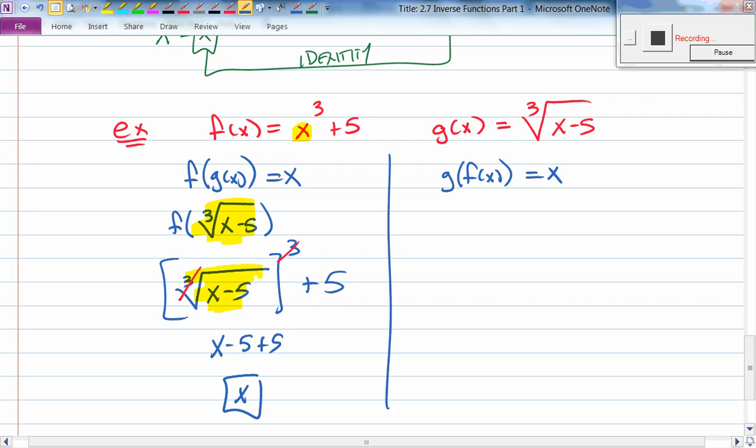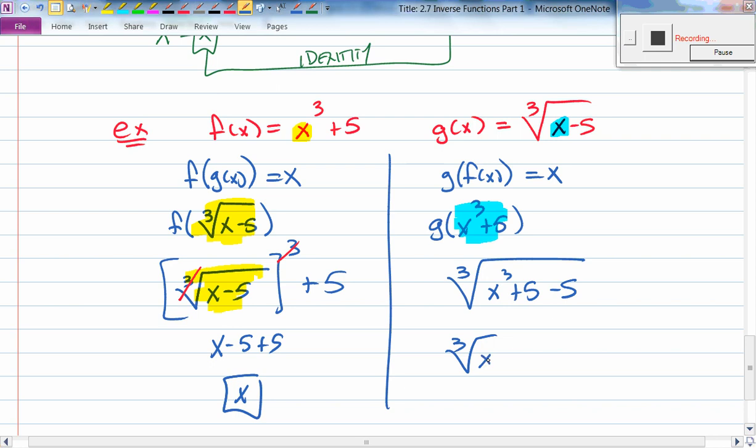All right, and then on the other side, if I check g of f of x, I really want a g of the f of x function, which is x cubed plus 5. So I'm going to replace everything I see here right there into my g function. So that's going to give me the cube root of x cubed plus 5, and then I have a minus 5. Well, that's just the cube root of x cubed because the 5's cancel out. Cube root with something cubed, hey, check it out. That equals x, and that is the identity function.